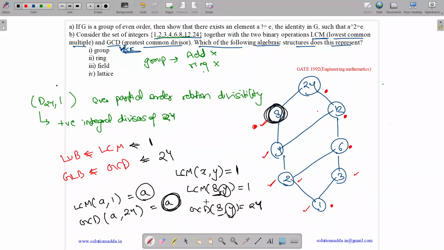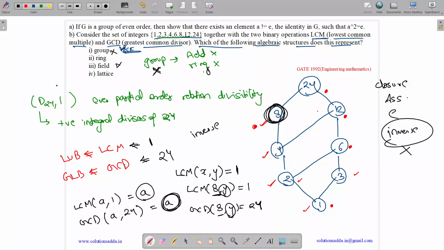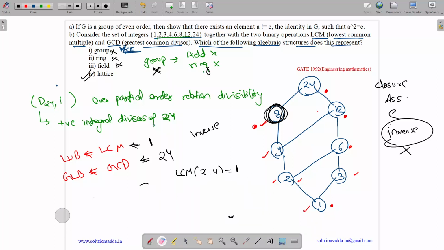So there is no inverse, which means it is not a group, because a group has the property that it should have closure, associativity, existence of identity, and existence of inverse. So if inverse is not satisfied, then it's not a group. If not a group, then it won't be an abelian group. Thus it won't be a field and it won't be a ring. So it will be a lattice. So answer is option D, lattice.